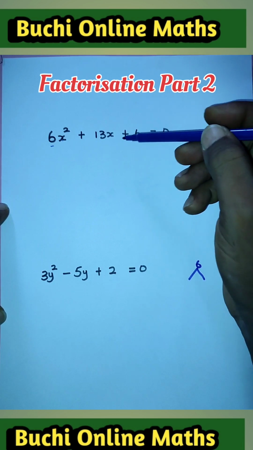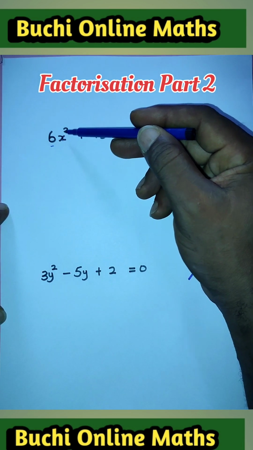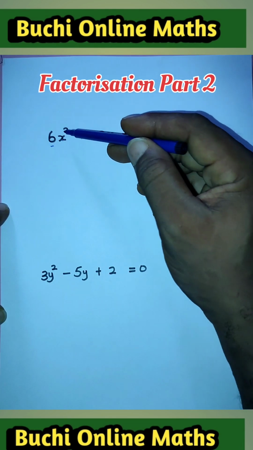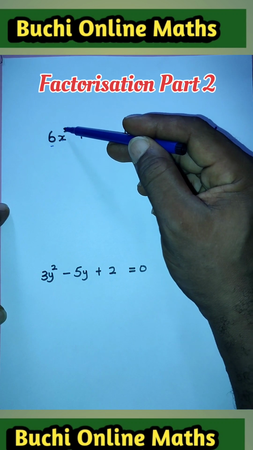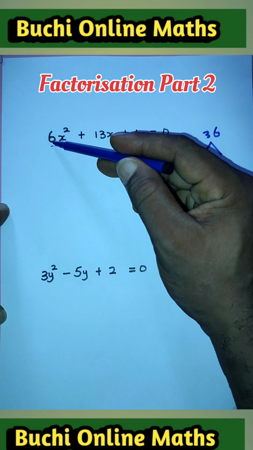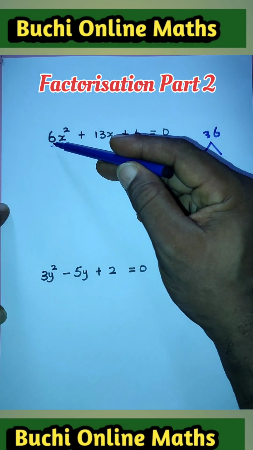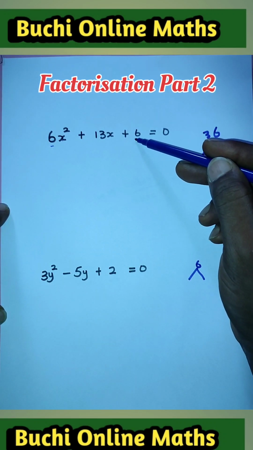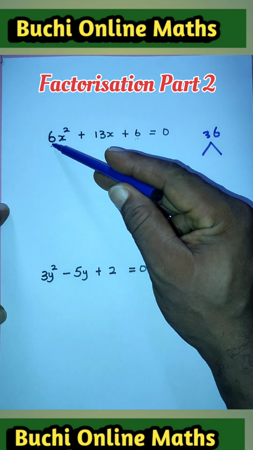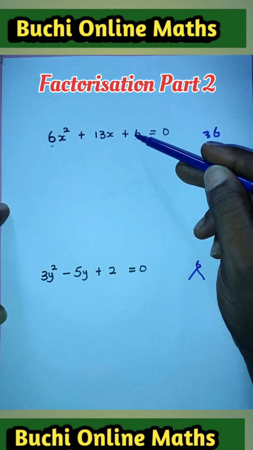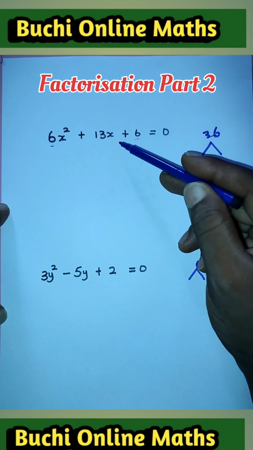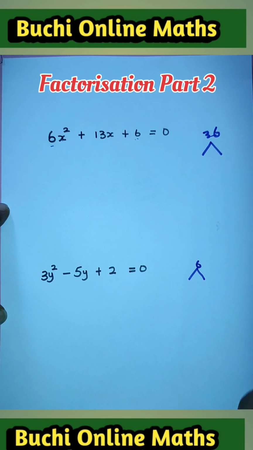To do this, we consider the coefficient of x squared. Remember, this letter could be x or any letter. The one that has squared is the one that has the highest power. Its coefficient is 6. Let's use the coefficient to multiply the constant. Plus 6 is the constant. So we multiply the coefficient of x squared by the constant, which is going to give us 36, because 6 multiplied by 6 will give us 36.